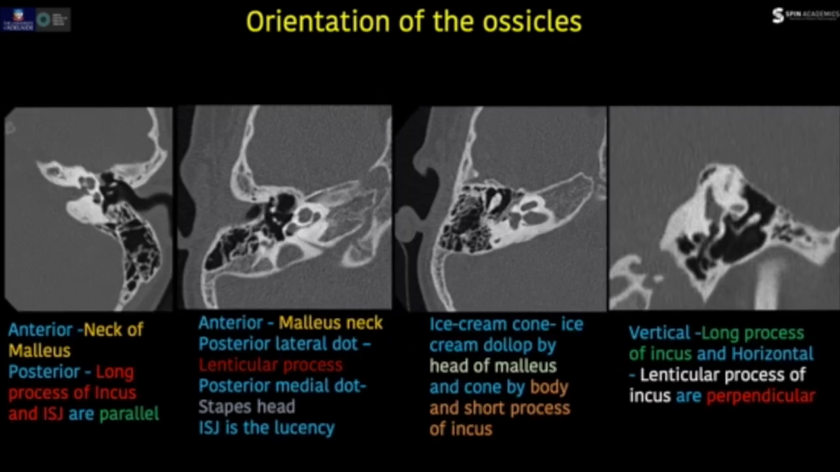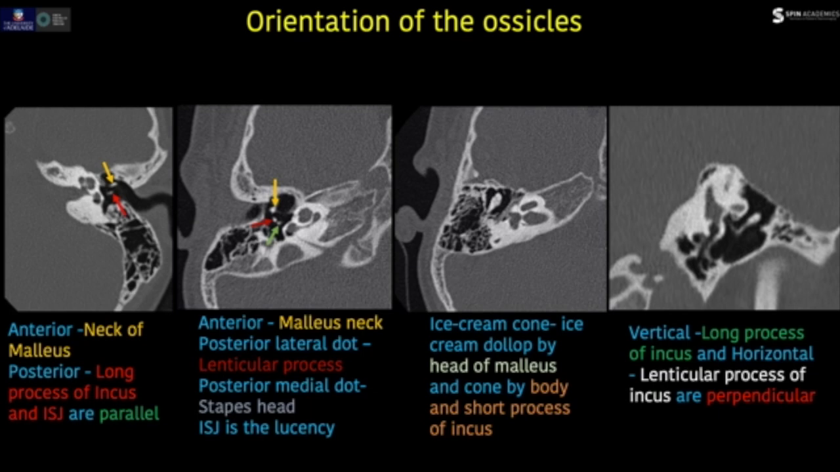Before we delve into the pathology, a slide demonstrating the relationship of the ossicles to each other. On the axial acquisitions, starting from caudal and progressing craniad, we can appreciate a parallel arrangement of the neck of the malleus to the long process of the incus and the incudostapedial joint. Moving craniad, there are two dots situated posterior to the neck of the malleus, with that on the lateral aspect representing the lenticular process of the incus, and that on the medial aspect representing the head of the stapes, with the lucency in between them representing the incudostapedial joint.